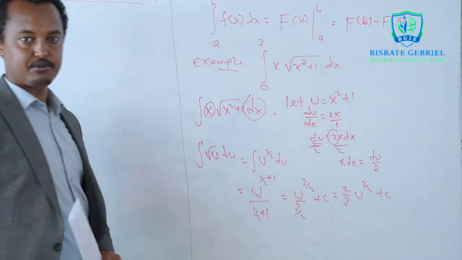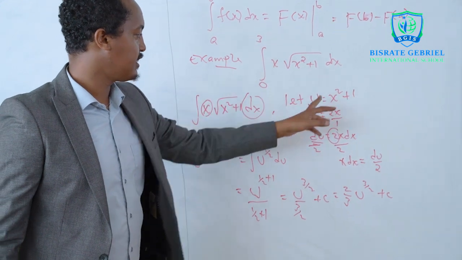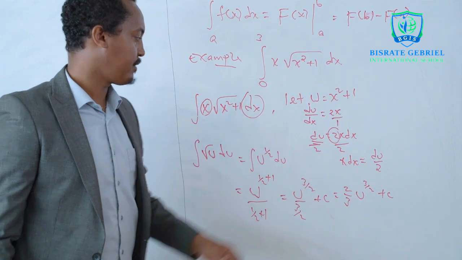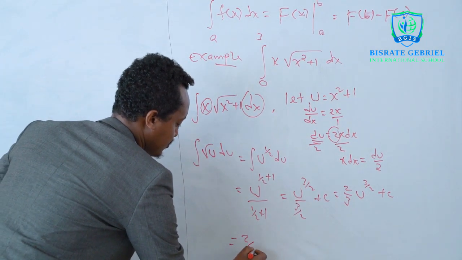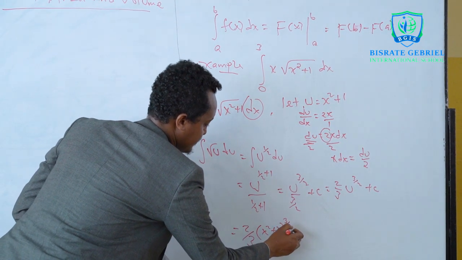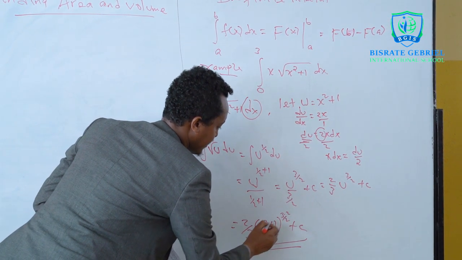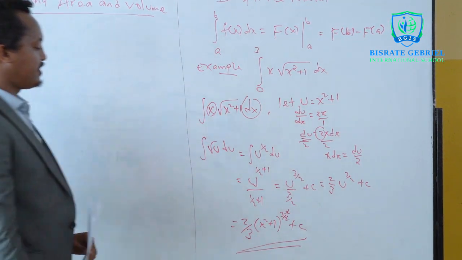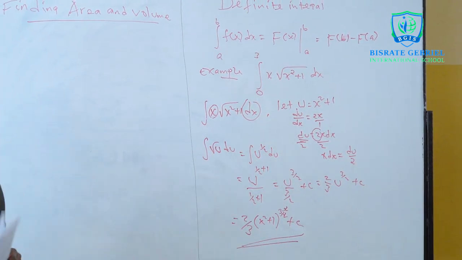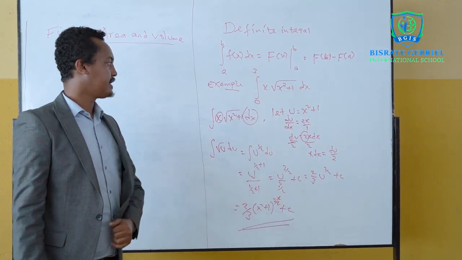We are done with the integration, but on this step we have said x squared plus 1 in terms of u, so we have to change this u back to x squared plus 1. So this will be changed into 2 over 3 times x squared plus 1 to the 3 over 2, plus c. This will be the final result of the integration of x times radical of x squared plus 1 dx, which we needed for the integral from 0 up to 3.